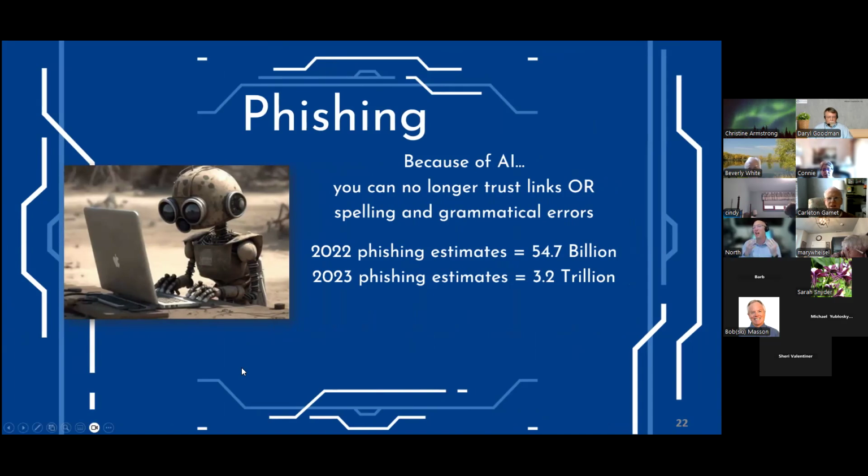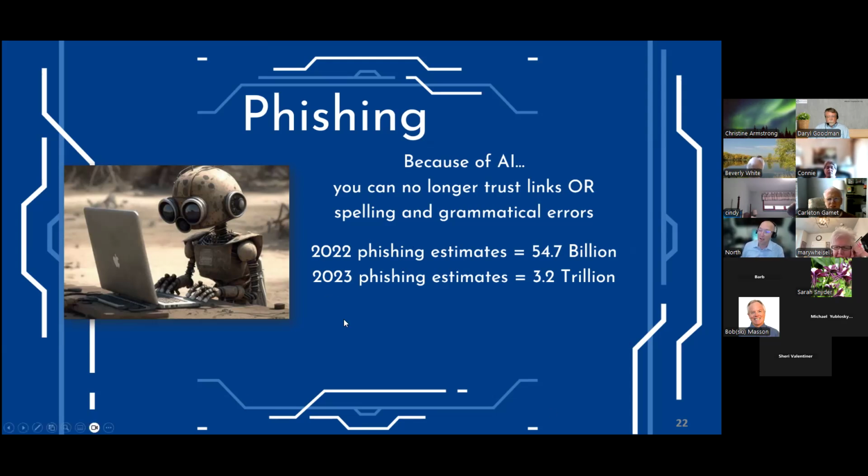Now, here's the challenge that we all face. AI. AI is a wonderful tool for good and a devastating tool for bad. We're going to look at a couple things here. You can no longer trust links or spelling and grammatical errors because humans are no longer writing these emails. LLMs, large language models, AI that specialize in specific languages like English, are actually writing these emails. So it's going to be grammatically correct. The punctuation is going to be correct. It's really, really hard to discern with spelling and grammar because of AI. So we can't really trust that anymore.